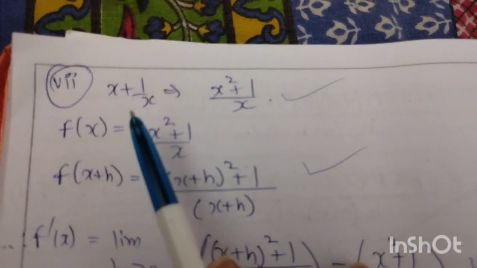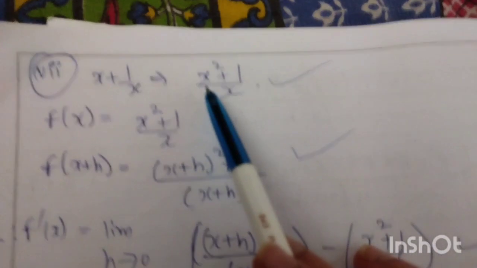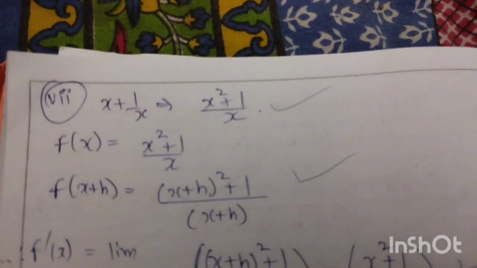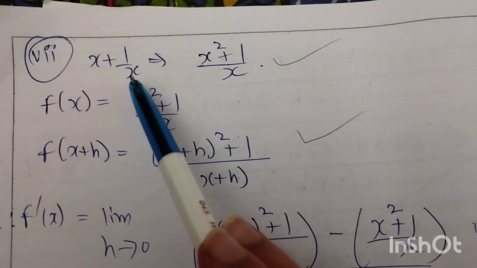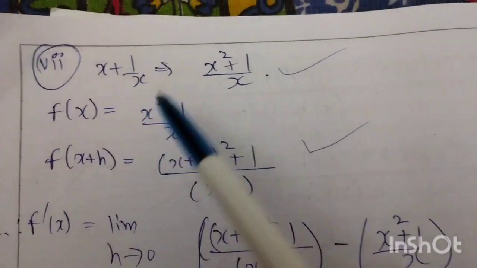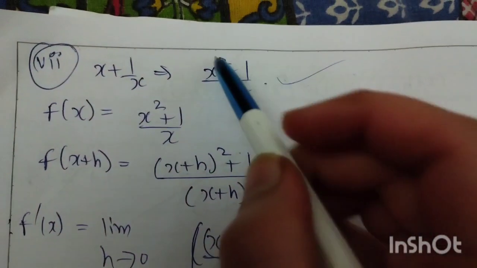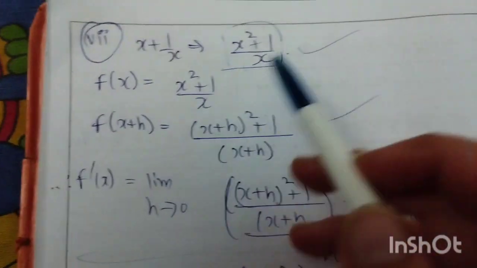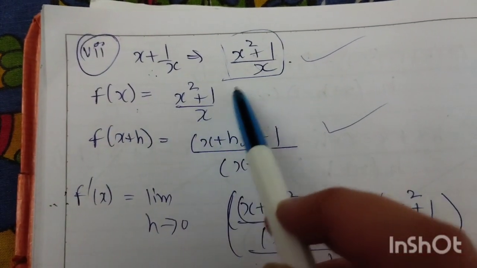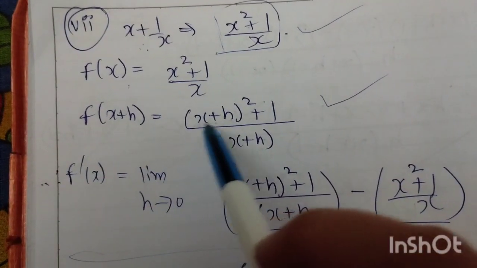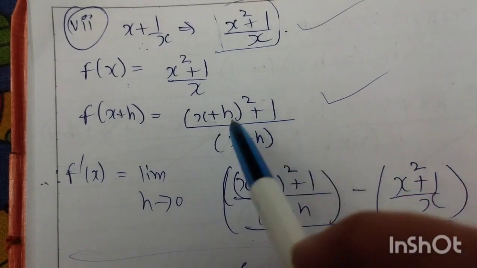So this is the 7th sub part, x plus 1 upon x. We have to solve this by using the first principle. So we can do it this way. We need to do it in this form, (x square plus 1) upon x. Now this will be easier than this. So f of x is equal to (x square plus 1) upon x. F of x plus h is equal to ((x plus h) whole square plus 1) upon (x plus h).